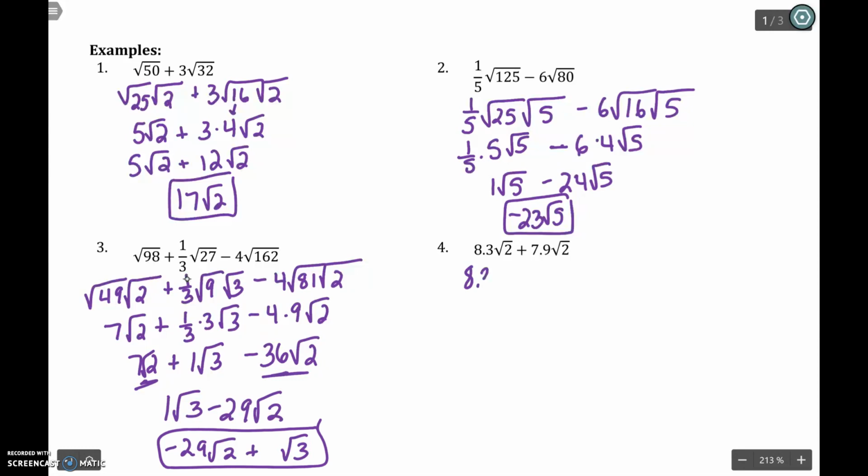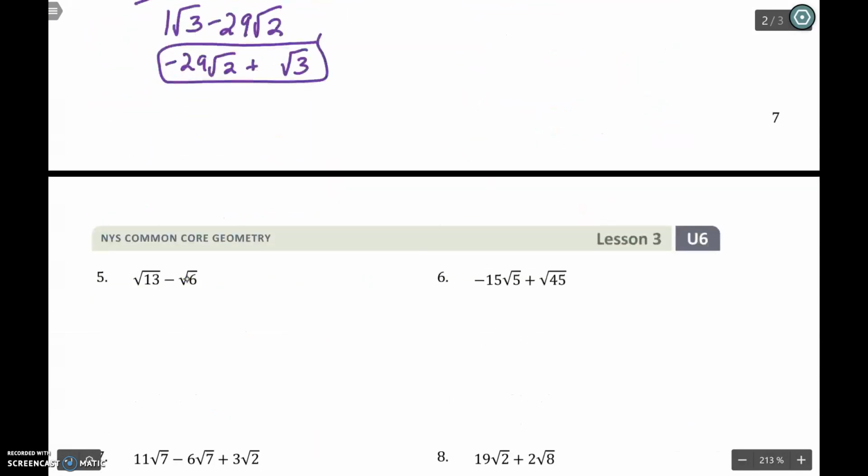Okay, don't worry if there's a decimal in front. That's not going to change anything. We already have like terms here. They both have a radical 2 on them, so we could just add. So 8.3 plus 7.9 is 16.2. Keep your radical, and you're done with that one.